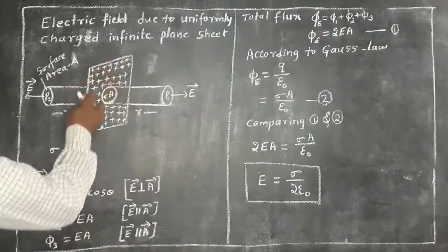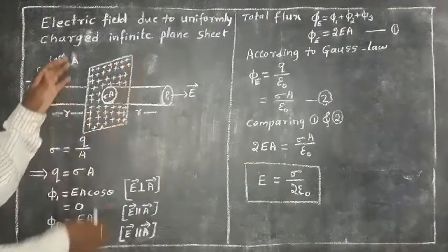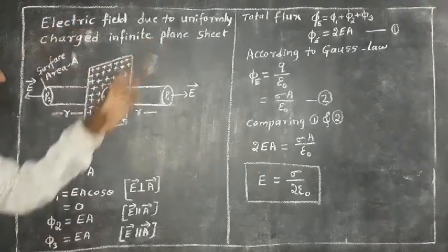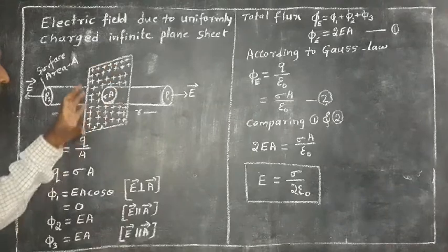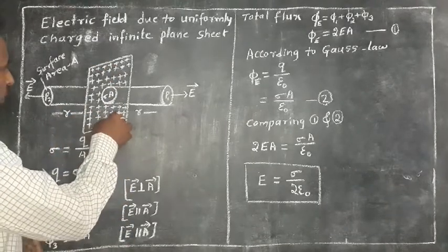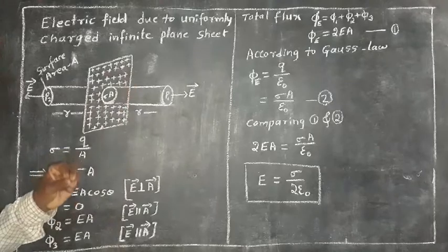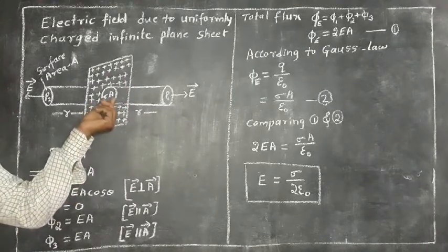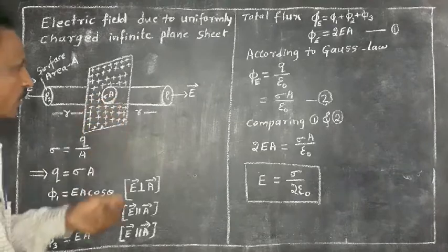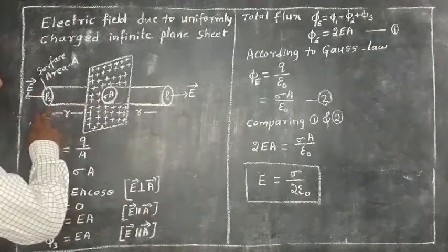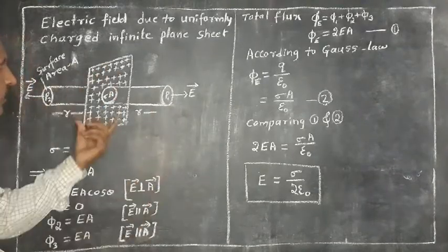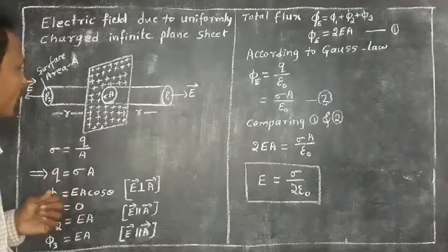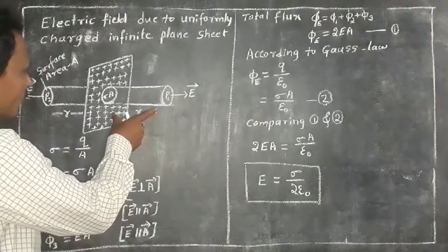So, consider a uniformly charged infinite, that is long, plane sheet. Let sigma be the charge density on this surface. If this surface is divided into small elements, then each element has a charge equal to sigma A. Let P1 and P2 be the 2 points on the front side and back side of this plane sheet. They are equidistant from the plane surface.